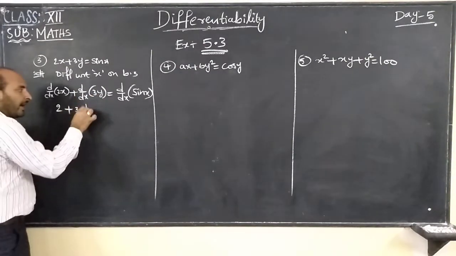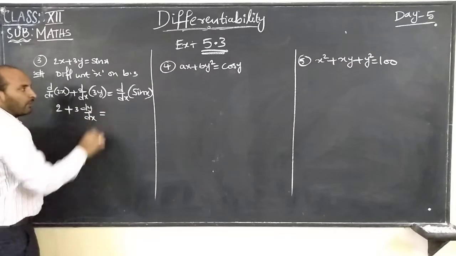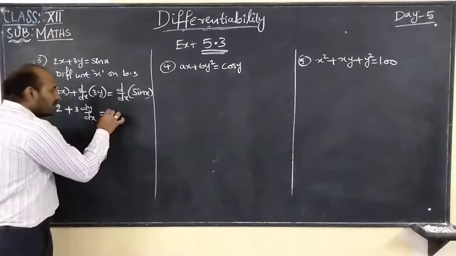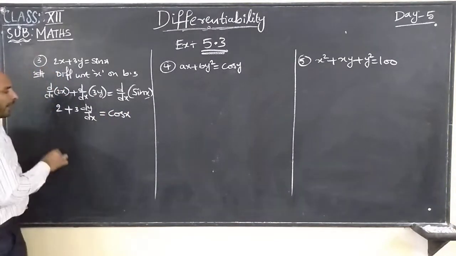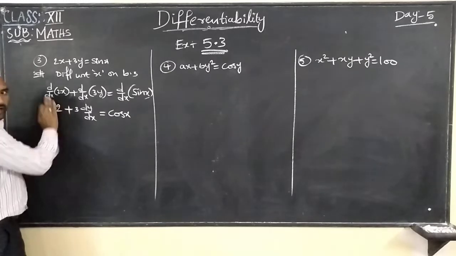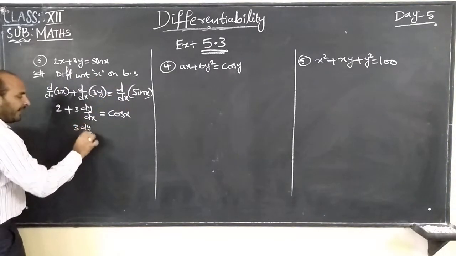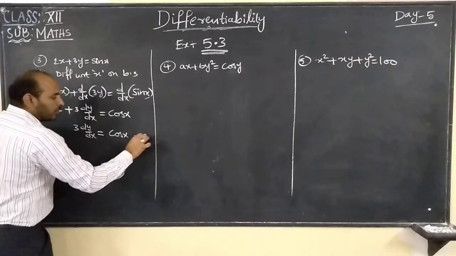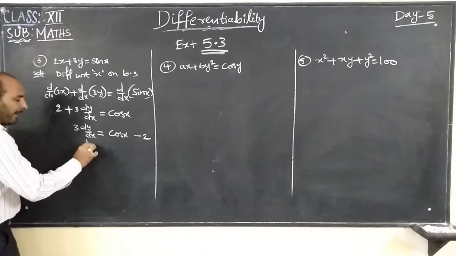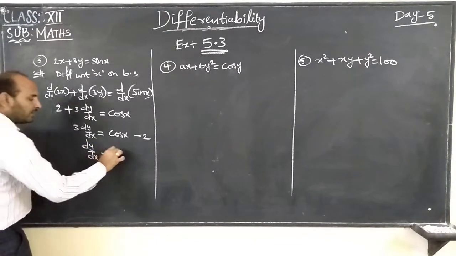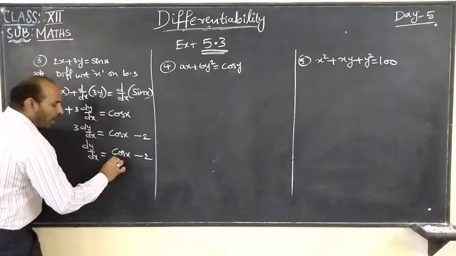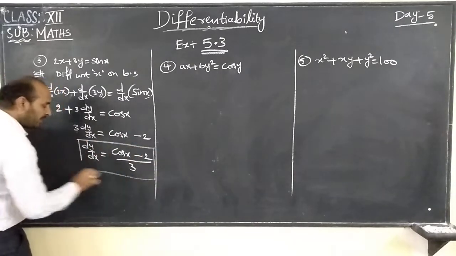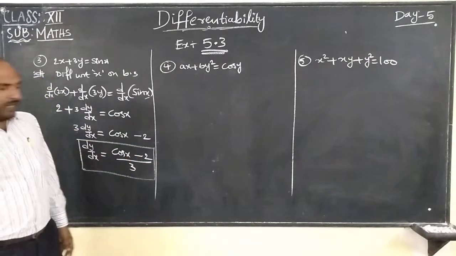So 3 is constant, and dy by dx is equal to the direct formula, because the variables are the same. So the derivative of sin x is cos x. Now I want this plus 2 value, take that side. 3 into dy by dx is equal to cos x minus 2, so the plus 2 term goes to the other side. So dy by dx is equal to cos x minus 2 upon 3, because 3 is multiplication, take it to this side. So dy by dx is equal to cos x minus 2 divided by 3.